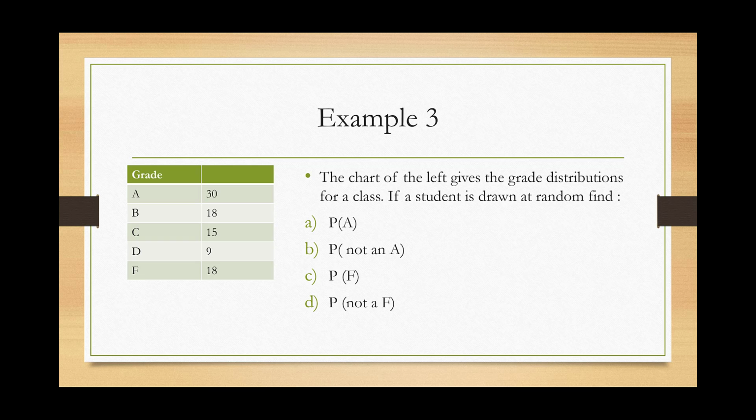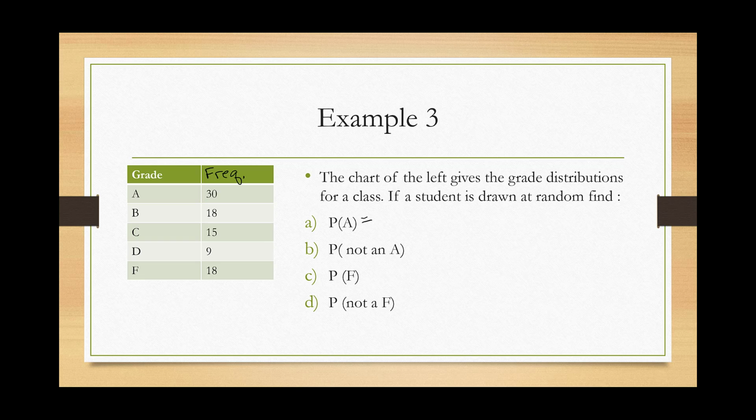So here's another chart, and this says the chart gives the grade distribution for a class. So the grades A, B, C, D, F given, and then this other part is the frequency. 30 students got an A, 18 students got a B, 15 students got a C, 9 students got a D, and 18 students got an F. So this is looking at empirical. Right? So we have some data that we're doing, and if we were to select a student at random from this group, what's the probability that student made an A?